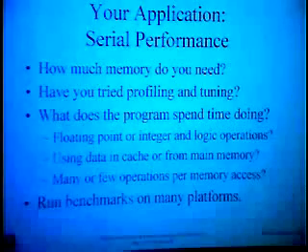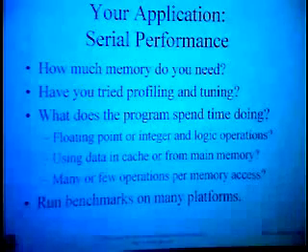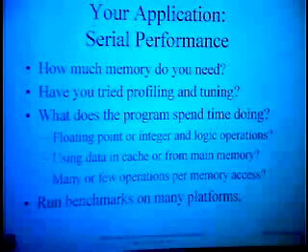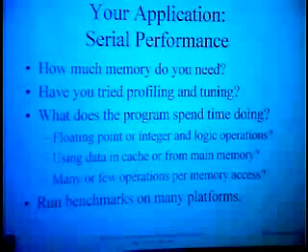Then you have to ask yourself, is this program going to be doing mostly floating point operations like matrix multiplications, or is it integer and logic? Are you working through a tree structure or comparing DNA sequences using solely the integer unit? That can affect which type of processor you decide to buy, Intel versus AMD.